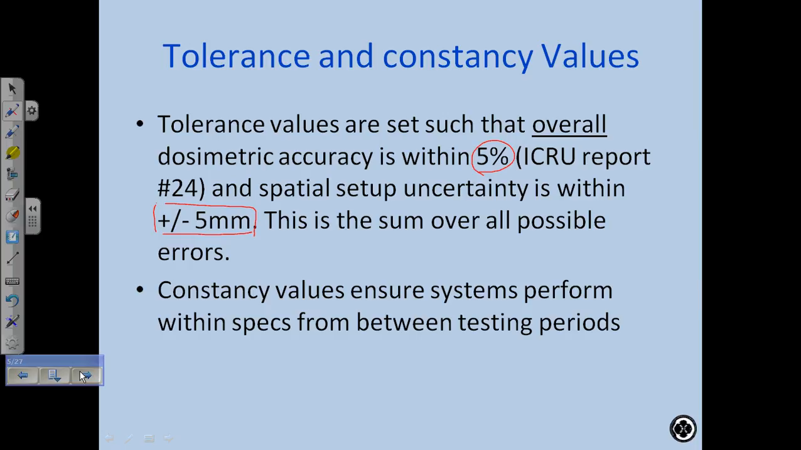This is the sum over all possible errors. Where do these numbers come from? ICRU Report number 24. That was a recommendation, and it's been out for a while. So those are tolerance values. When we're looking at our spreadsheets, we say we want the output to be within 2%. That's what we call a tolerance value. Constancy values ensure systems perform within specs between testing periods. So remember the difference between tolerance and constancy. You can have tolerance values within your constancy.